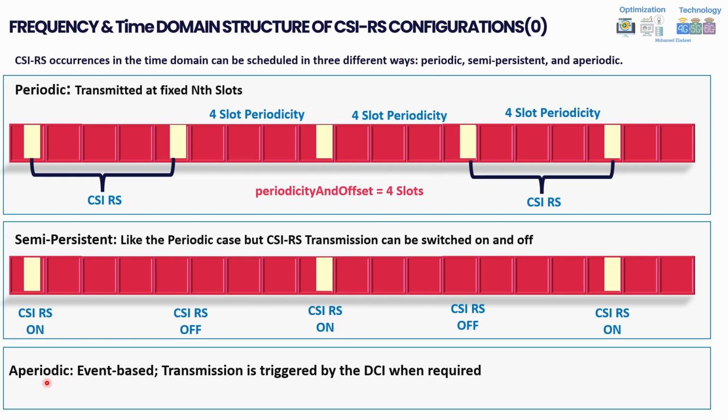The last part is aperiodic. It doesn't have a periodicity because it is event based. It will be triggered whenever a DCI is sent from the gNB to the users and so on. So this is the first parameter, about the CSI resource type.